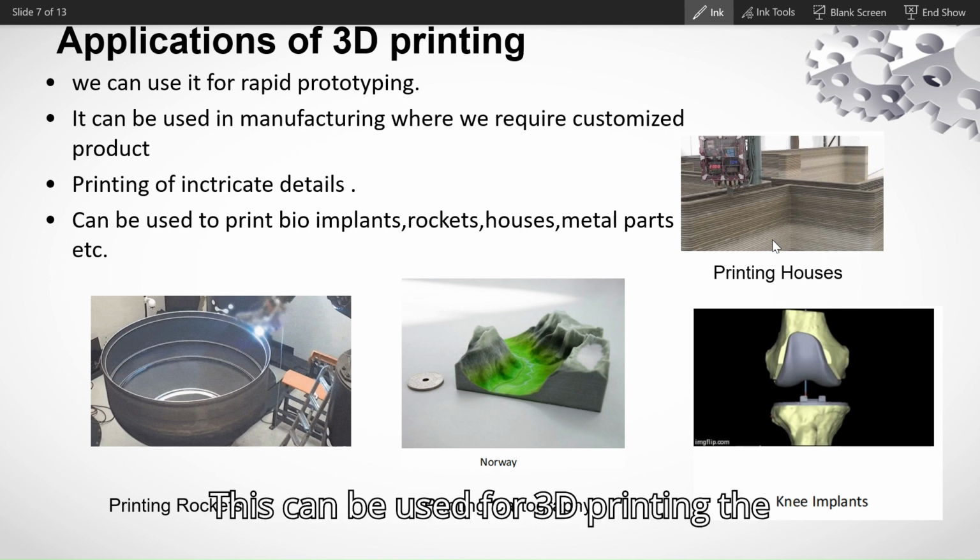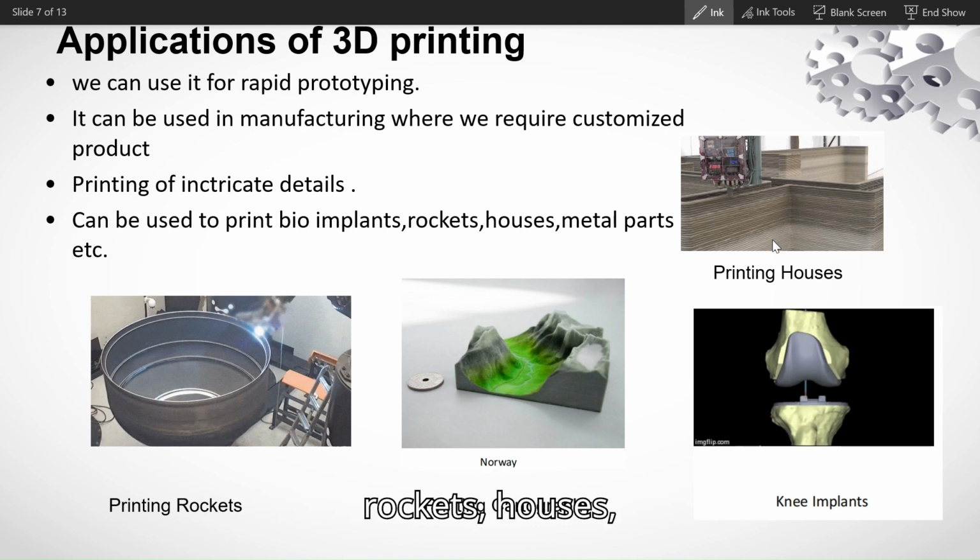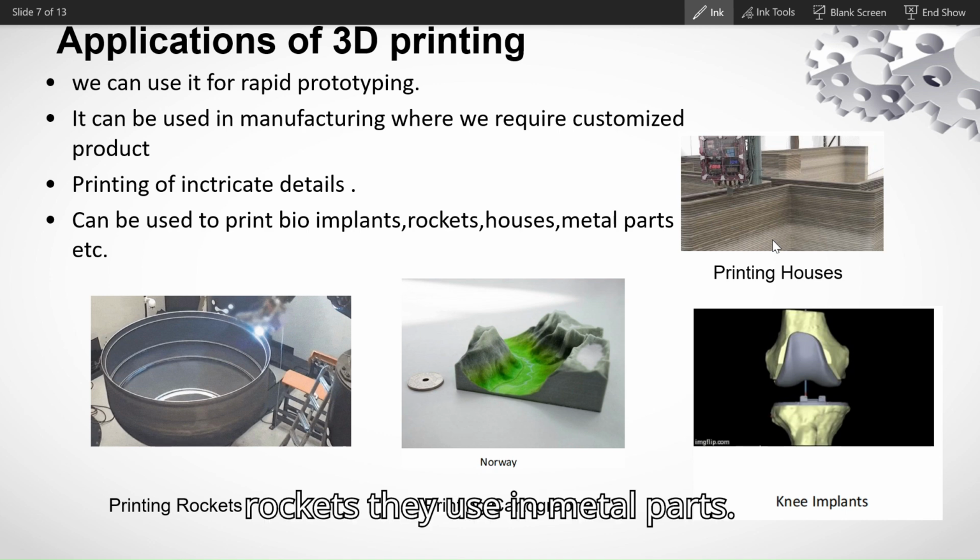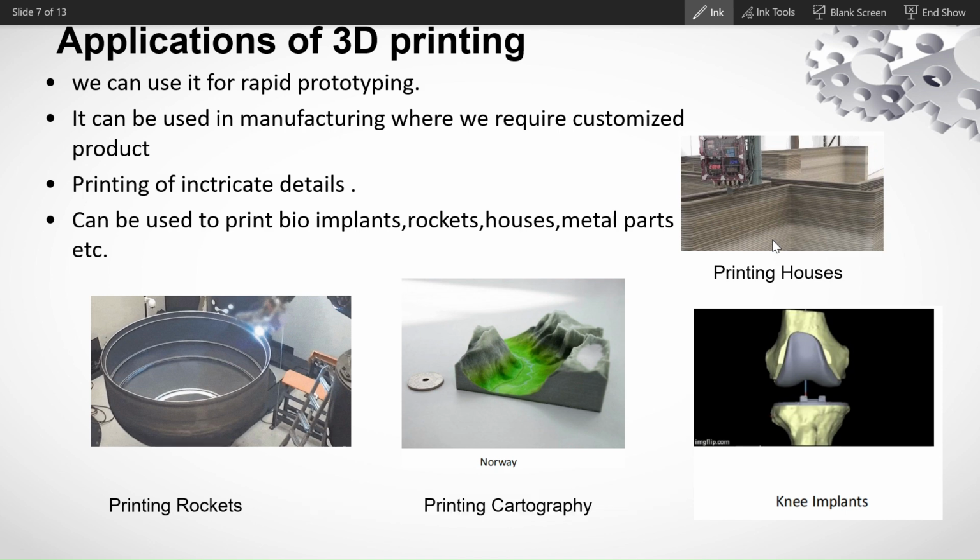This can be used for 3D printing rockets, houses. Rockets, they use some metal parts. Houses also now, even in India there is a company called Tosta. It's printing the houses with concrete.